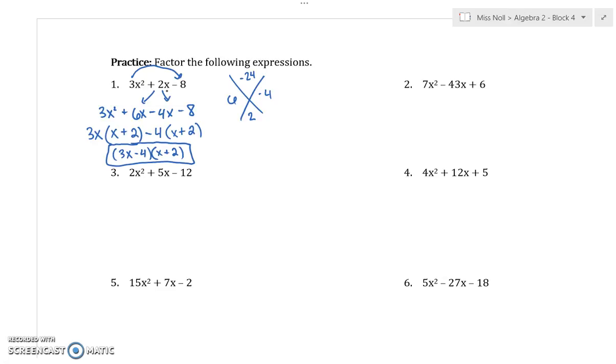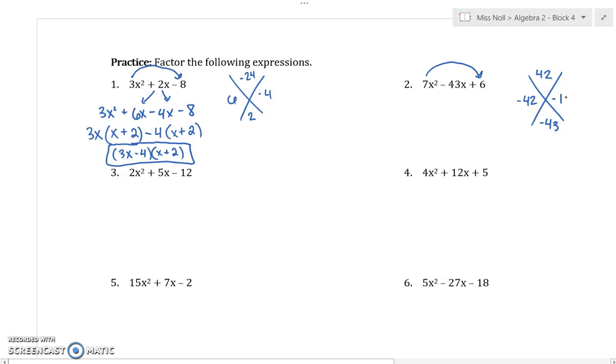Okay, let's try number 2. So again, always check for GCF, step 1. No GCF, so step 2 is to look at what is in front of the x squared. In this case, that is a 7, so that tells me a is not equal to 1. So I can't just look for numbers that multiply to give me 6. I have to look for numbers that multiply to give me a times c, in this case 7 times 6, which is 42, and then add to give me negative 43. Hopefully you can see that would be negative 42 and negative 1.